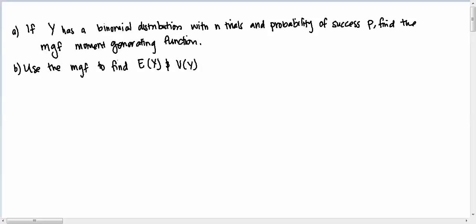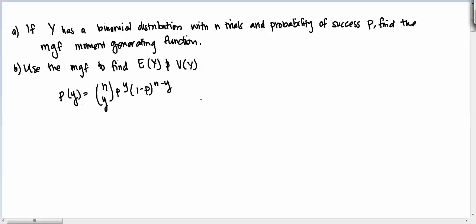Okay, some relevant equations that I think we might be using in this proof. Let me just write a few down. I think I'm going to go with P of y is equal to n choose y, p to the y times 1 minus p to the n minus y. This is the probability for a binomial distribution.